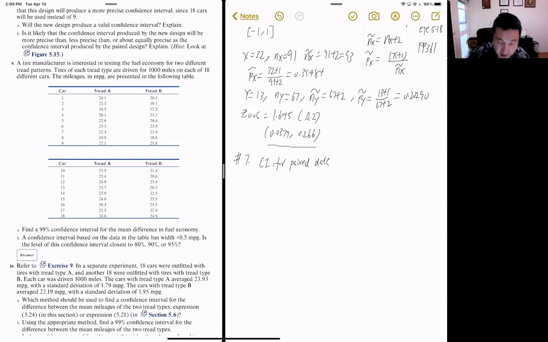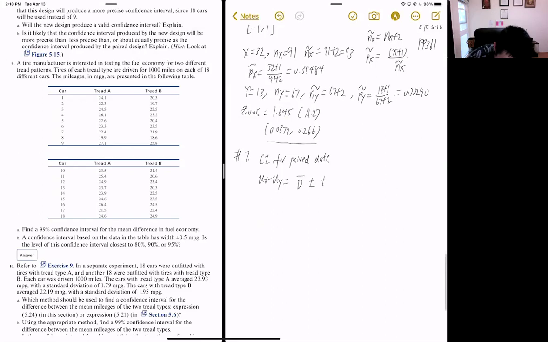Depending on the sample size, we either use the t-value for a small sample or the z-value for a large sample. So μx minus μy equals the average of the difference between the paired data. When the sample size is small, we use the t-value.